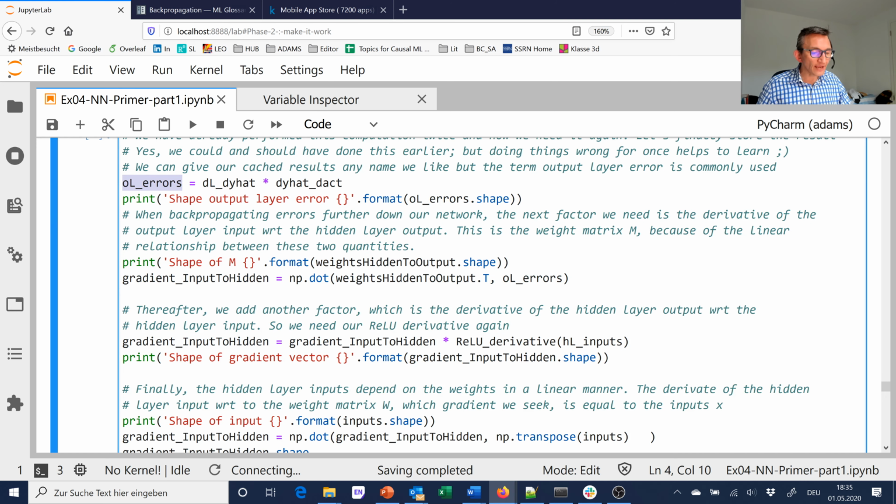And then, I'm also doing some printing here, the next factor that we need to calculate the gradient of the input to hidden weight matrix, W, the next factor are the weights of the hidden to output layer. So we multiply these two, making sure that the dot product works out.